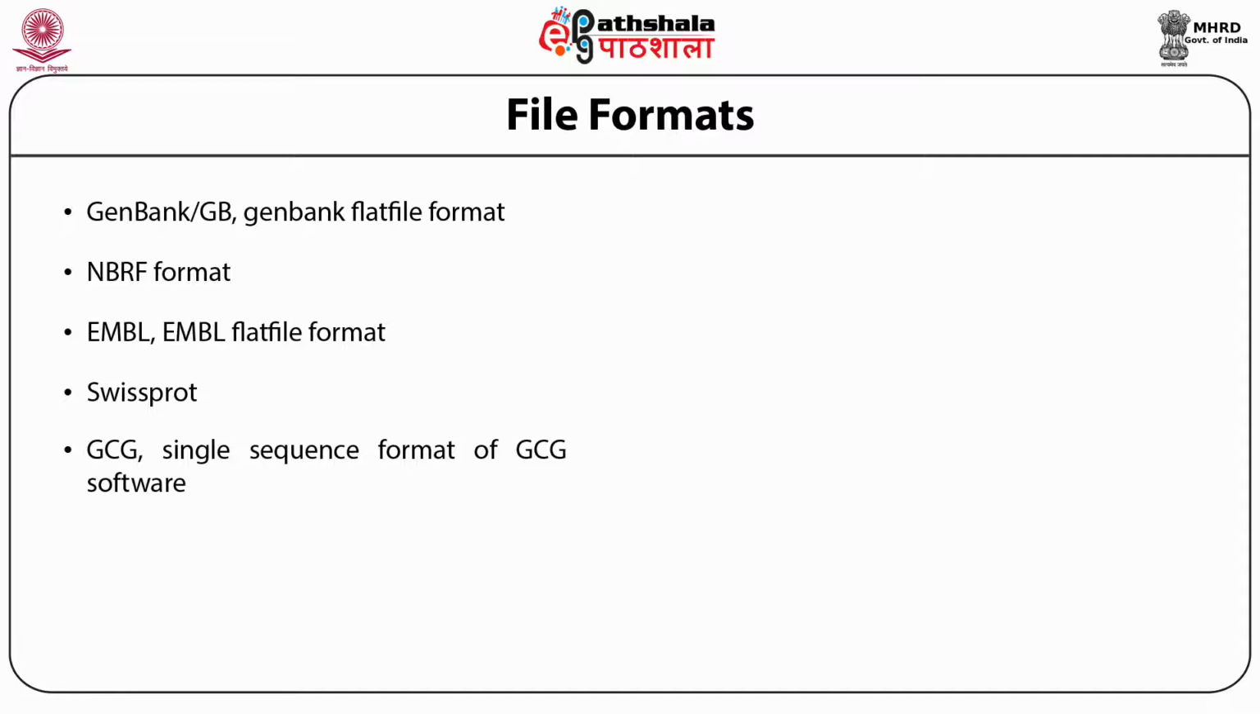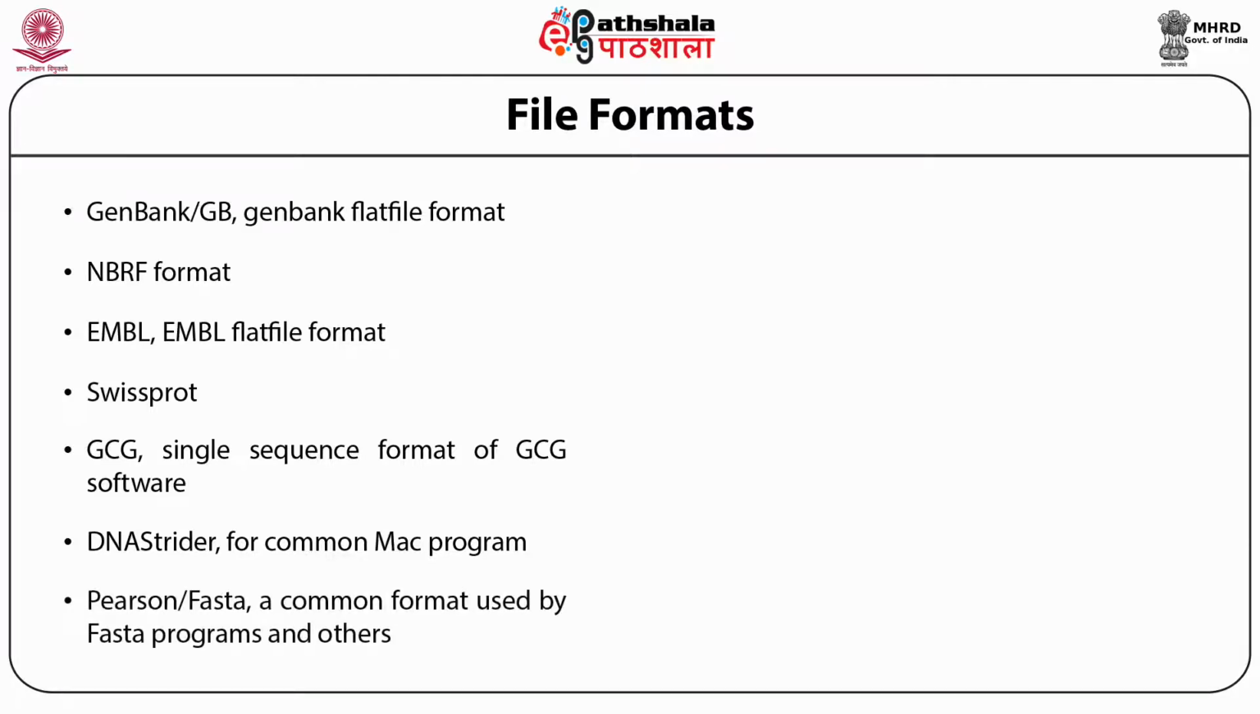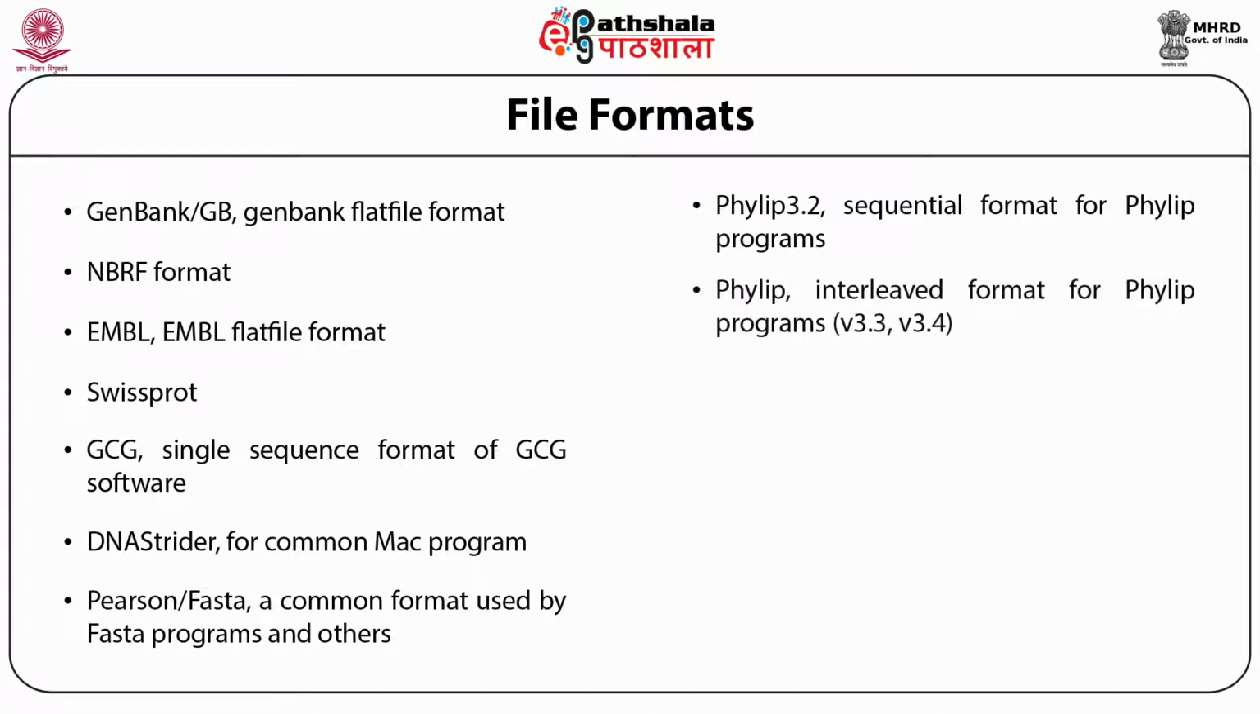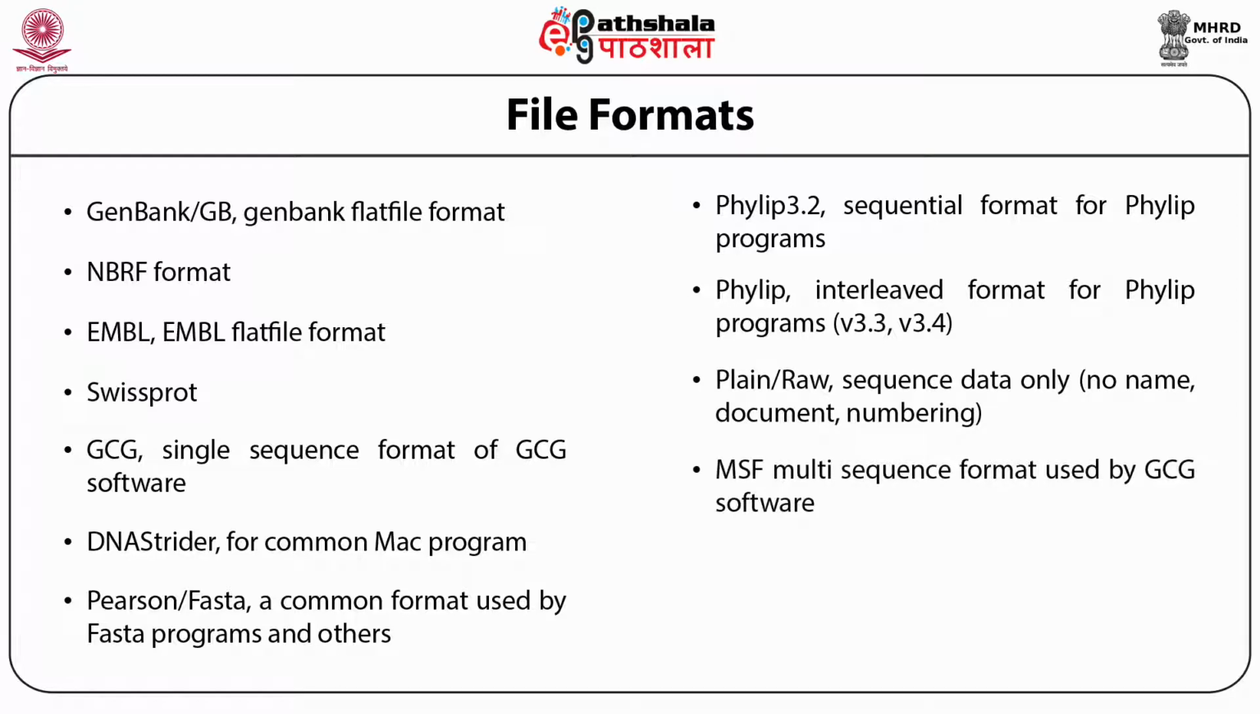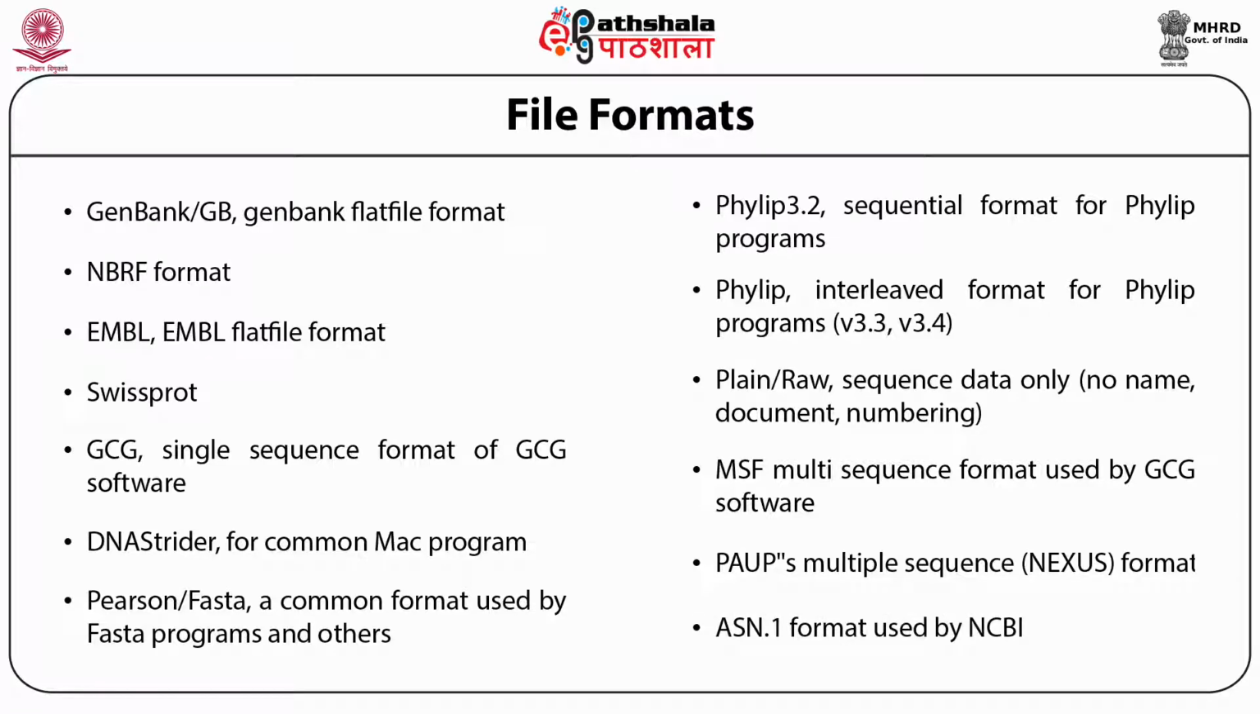sequence format of the GCG software, then DNA Strider, which is used for common Mac programs, Pearson or FASTA format, PHYLIP 3.2 sequential format for the phylogenetic program, then PHYLIP interleaved format for the PHYLIP program, plain or raw sequence data only, with no name or document numbering, then MSF multiple sequence format used for the GCG software, then PAUP, which is also the multiple sequence NEXUS format, and ASN.1 format that is used by the NCBI.